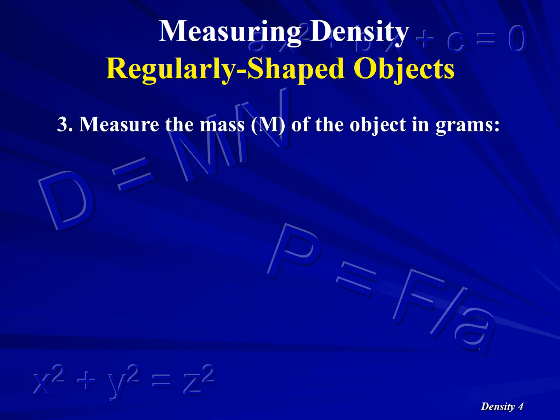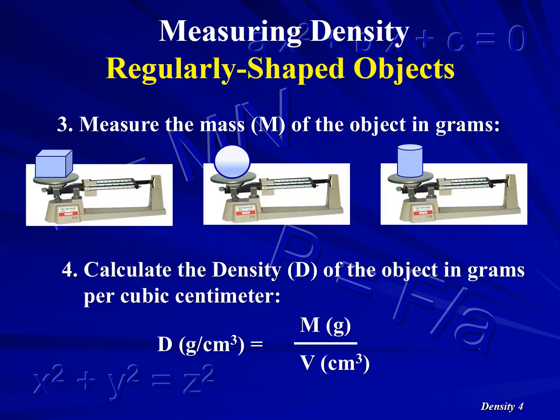Now measure the mass of the object in grams using a triple beam balance. Finally, calculate the density d of the object by dividing the mass m in grams by the volume V in cubic centimeters.